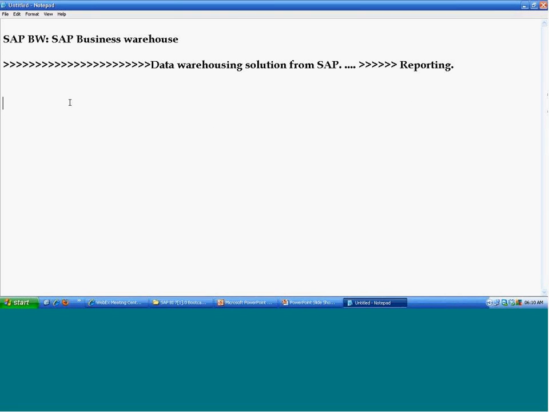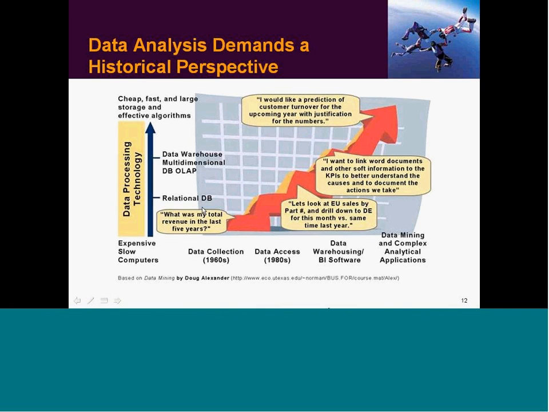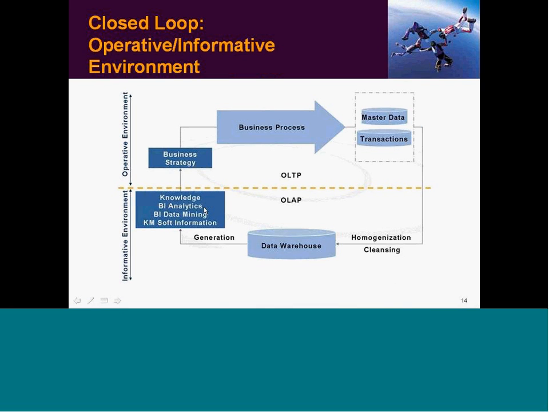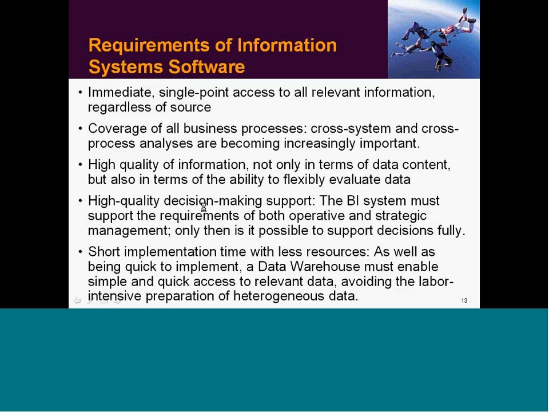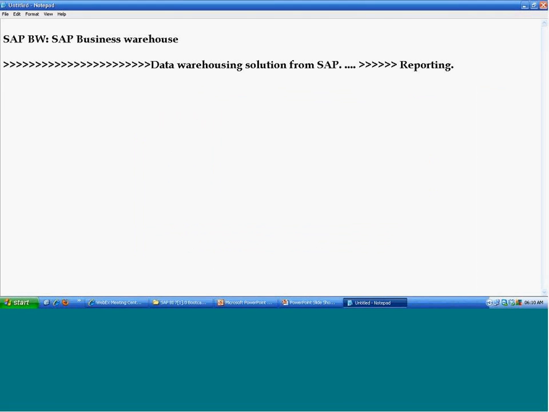So first let's see what the versions of BW are, and then we'll see what exactly we are doing here, what the process is. Okay. First we'll see the versions of BW. It started with SAP BW 2.0, which stands for Business Information Warehouse.